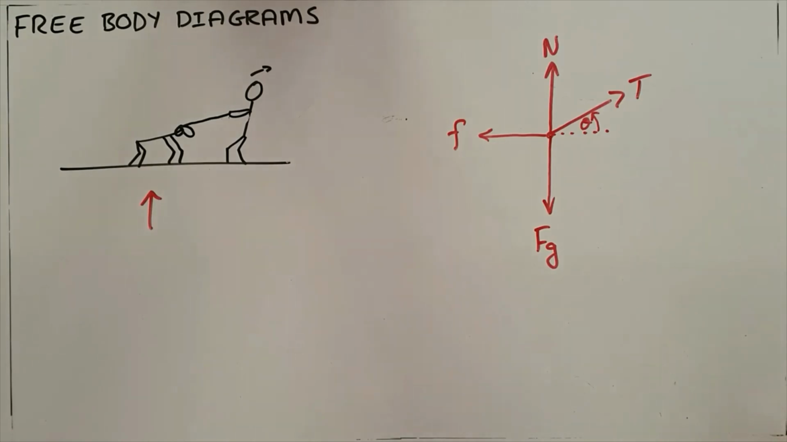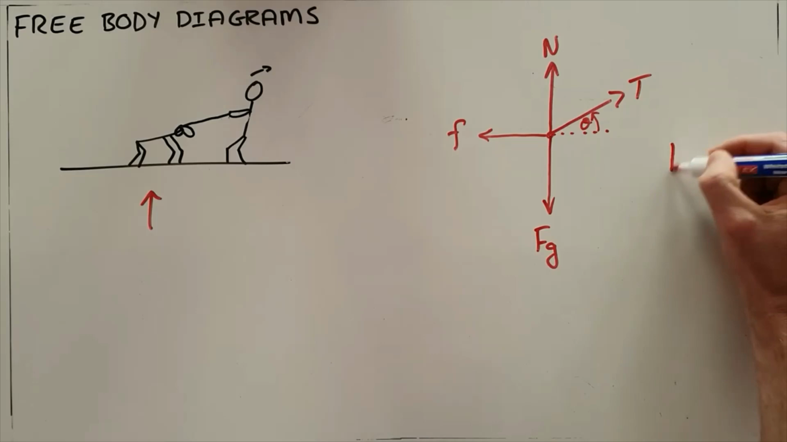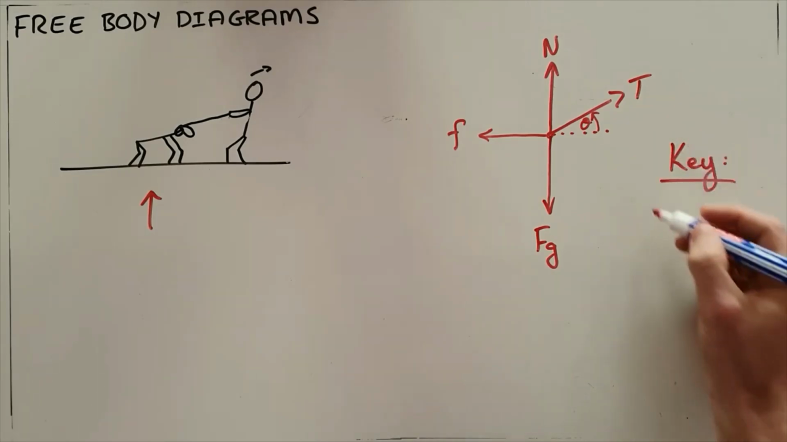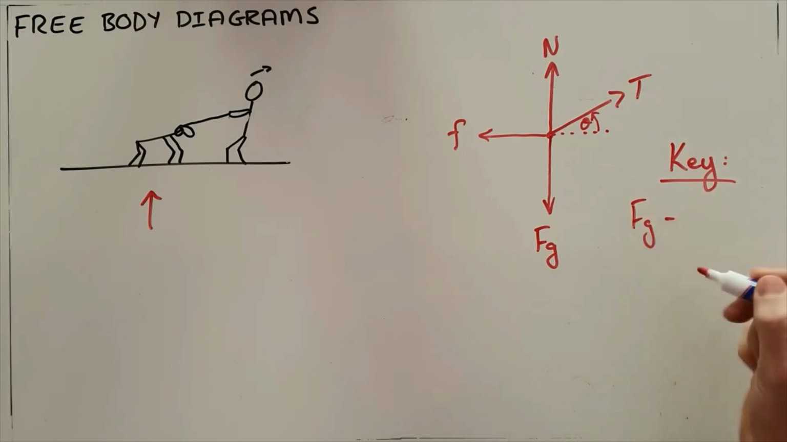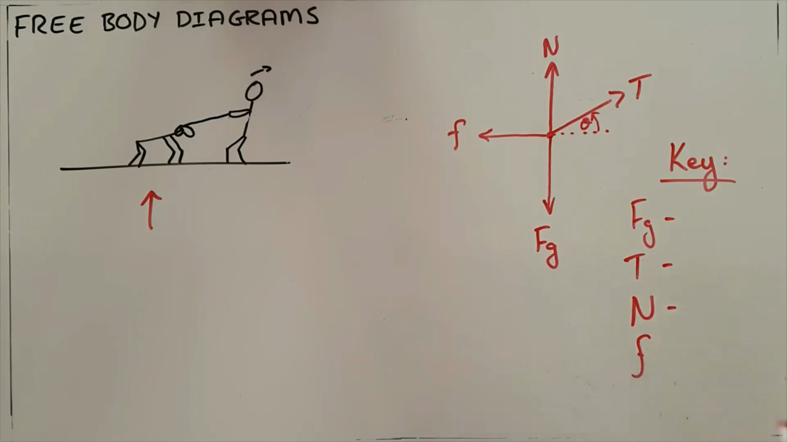What we can see here is we have now drawn a free body diagram. It is important to label this free body diagram with a key so that anyone reading it would know that Fg represents the force of gravity, T represents the tension, N represents the normal force, and F represents the frictional force, and that must be included in the key.